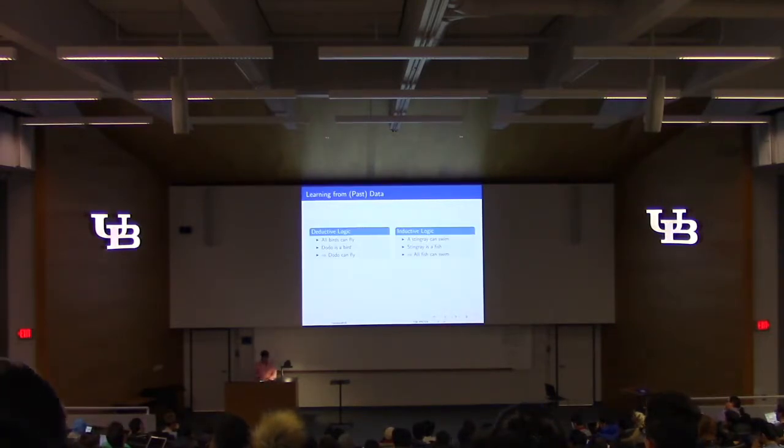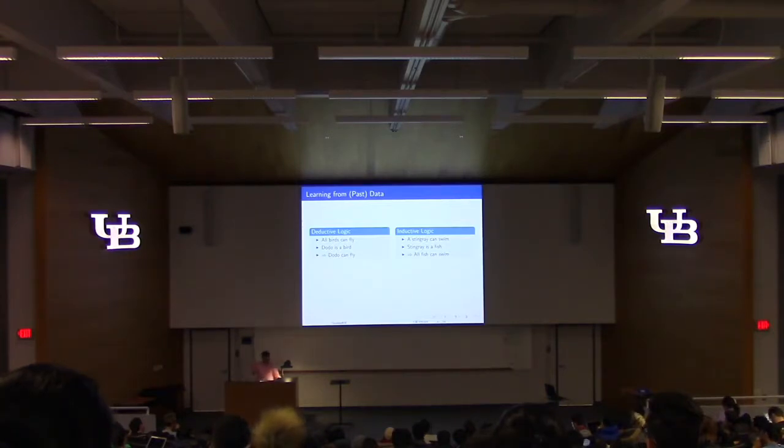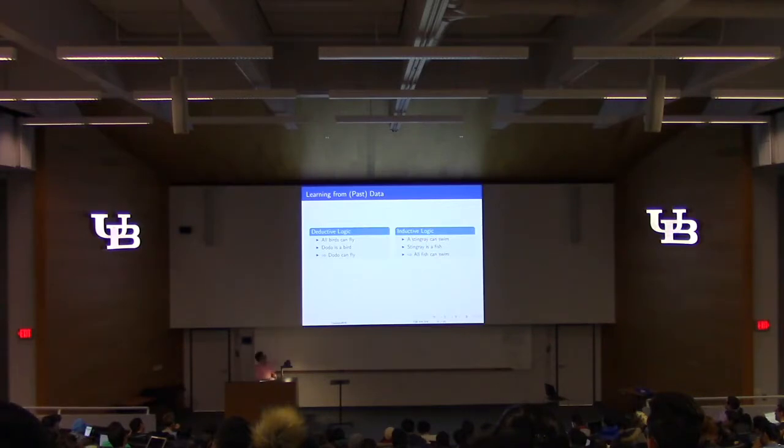So now let us look at what are the core assumptions behind machine learning. I've given you two examples here, examples of two types of logic, right? Remember, I was talking to you about Sherlock Holmes, right? So Sherlock Holmes was known for his art of deduction. So what is deductive logic?